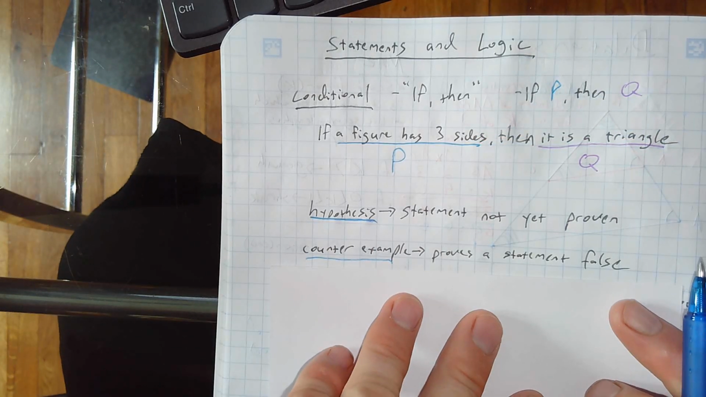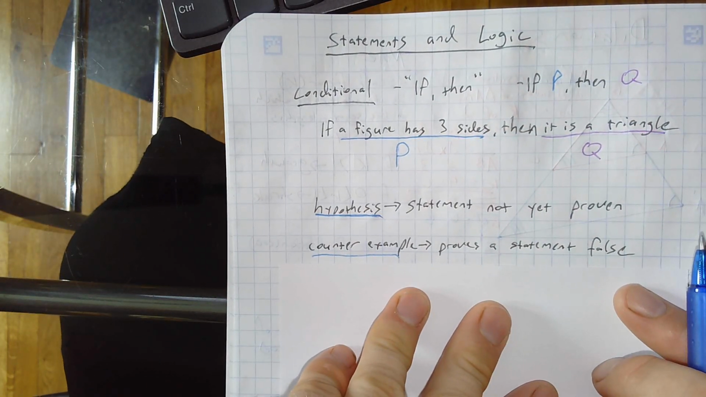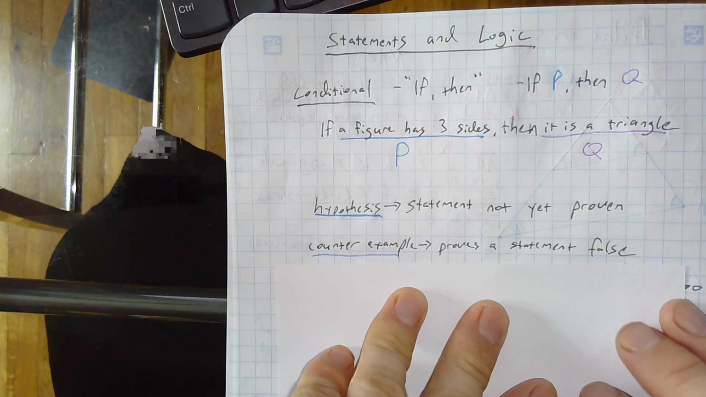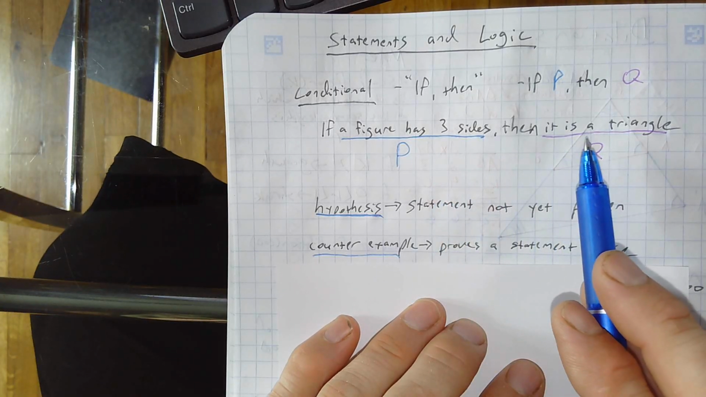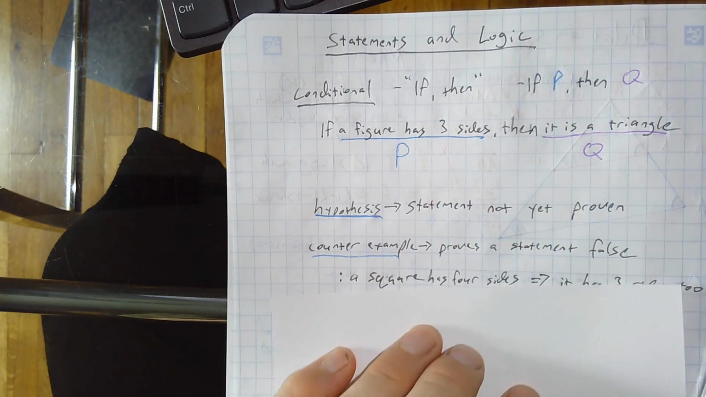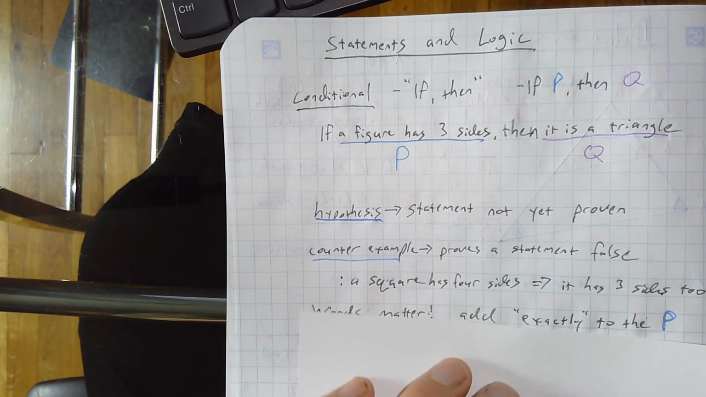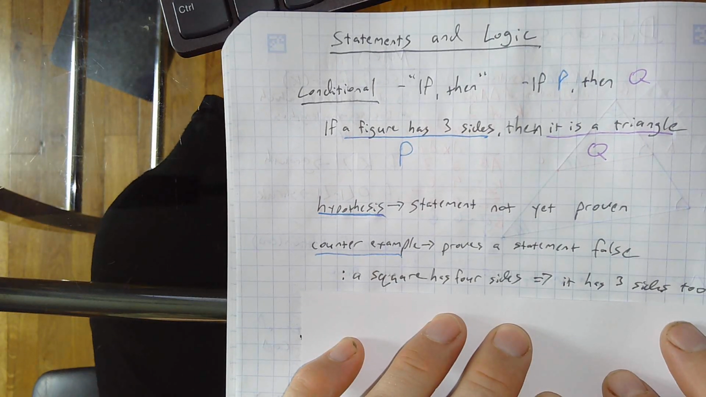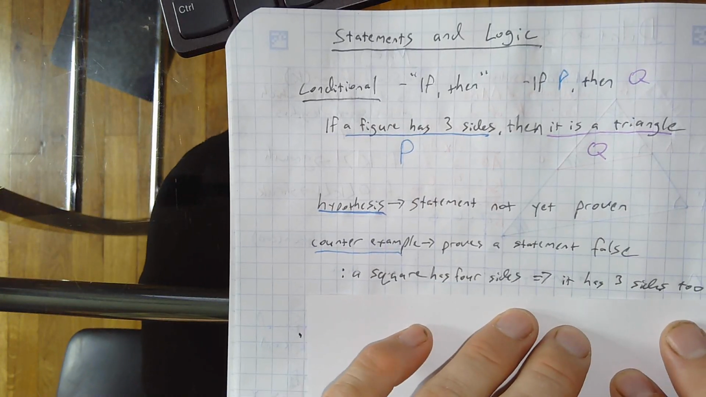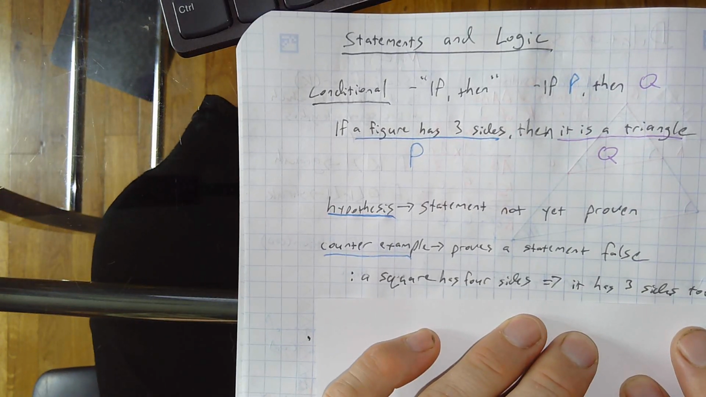Okay? So a counterexample proves a statement false. It proves my hypothesis false. So read this carefully, and at face value, it looks like, yeah, this is obvious truth, but words matter. A square has four sides. So this is my counterexample, right? If a figure has three sides, then it is a triangle. A square also has three sides, right? It doesn't say it had to only be three sides.